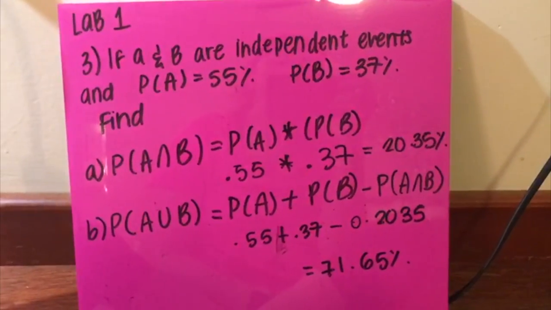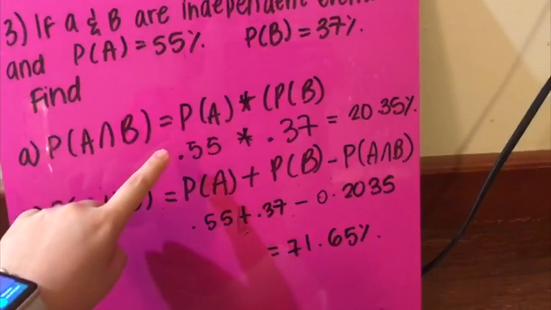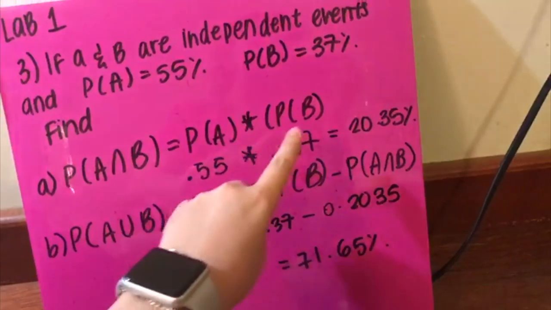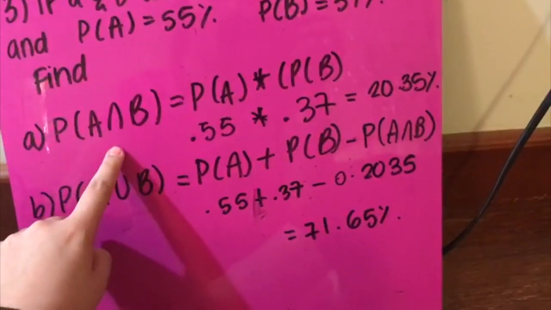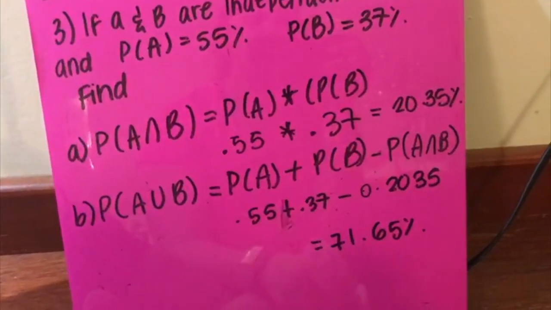So if we're going to work with percentages, we need to change it to decimal. So it's the probability of A times the probability of B, since we have an AND, which gives you 20.35%.